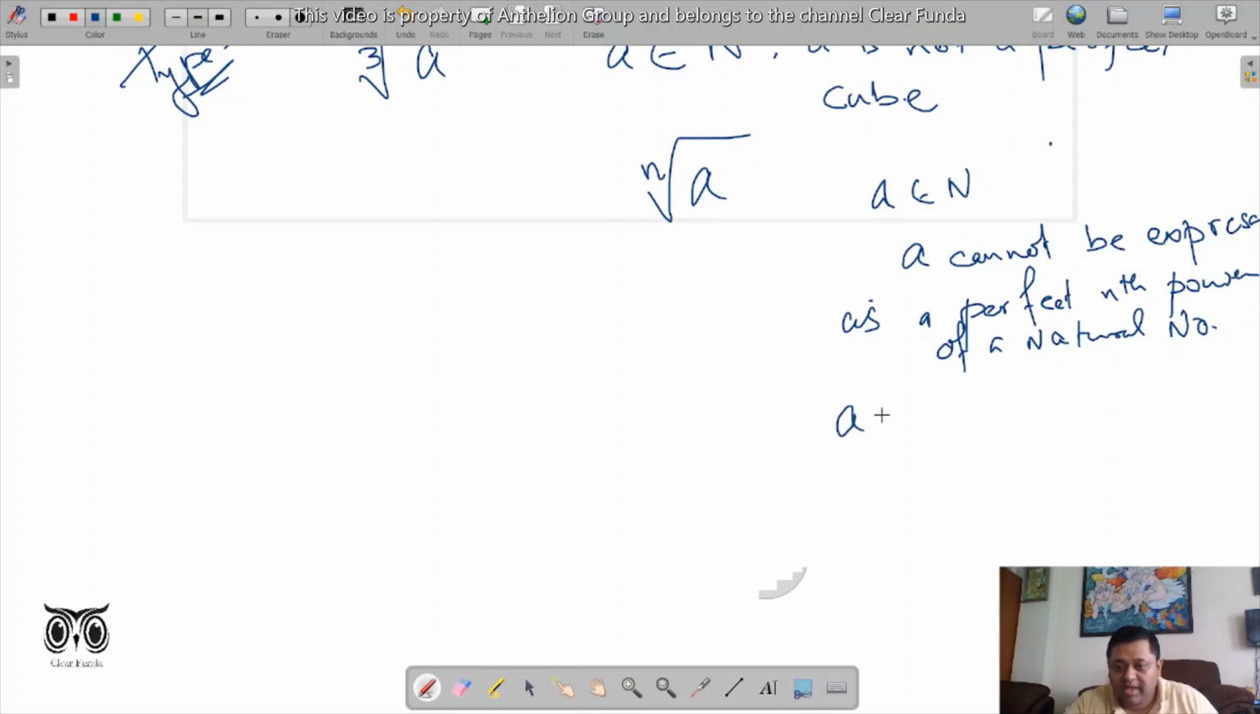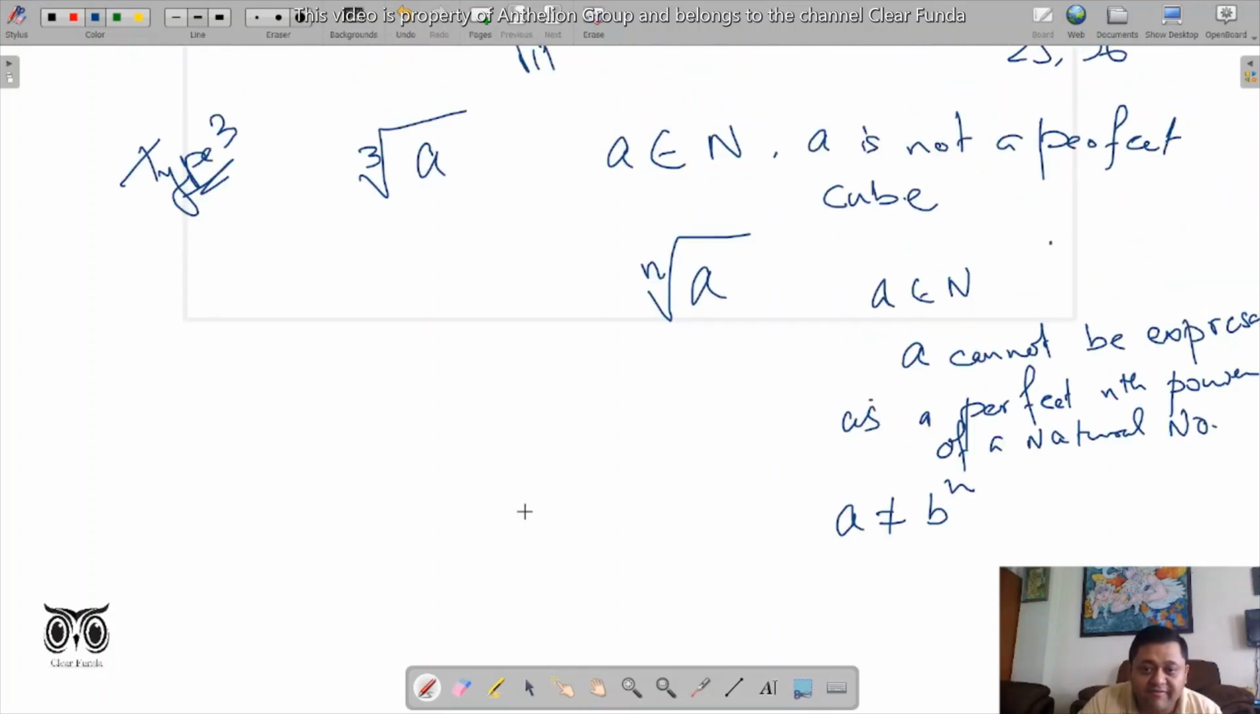So a is not equal to some b to the power n. So this will become an irrational number. This is the right representation. Okay, so this is one. Then, for example, the cube root of 8 is equal to 2, but if you take the cube root of 9, it is an irrational number. This is an irrational number. Okay.